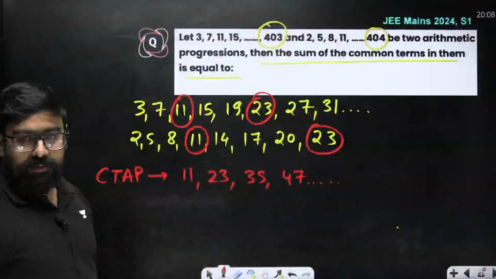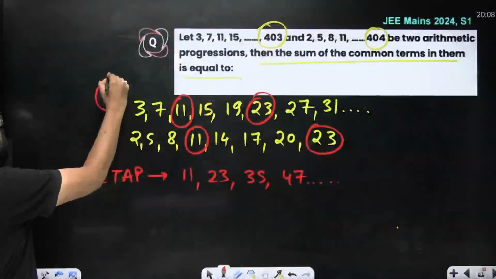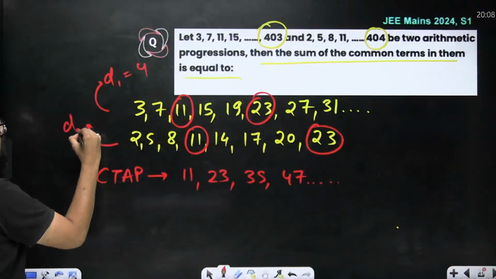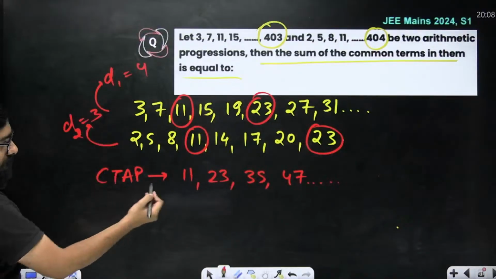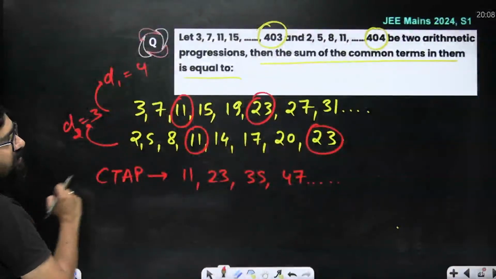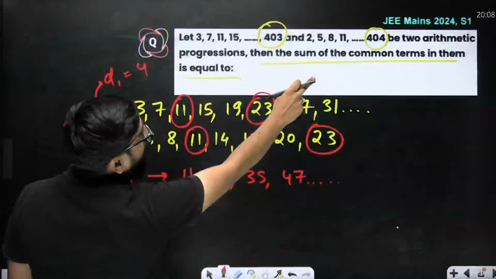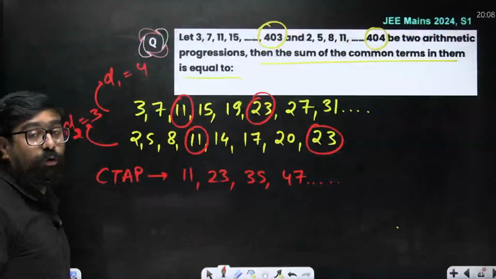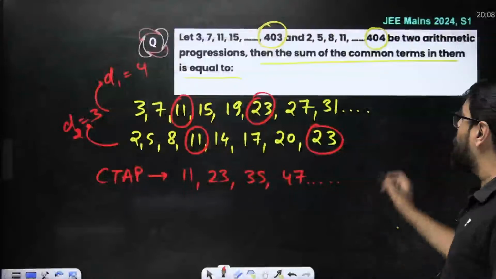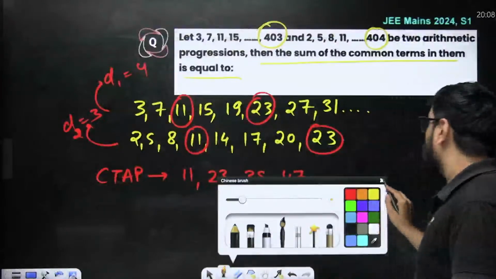Correct? What is d over here? d1 is nothing but 4. What is d2? d2 is nothing but 3. So our common term AP is going to have first term 11 and common difference 12, the LCM of 4 and 3. Sum of the common terms in them. But we need to know how many terms there are. Till where are these terms going to go?